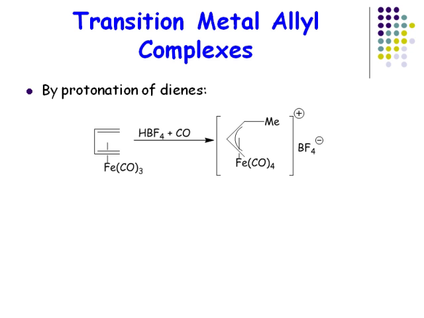Interestingly enough, if you deprotonate a coordinated alkene, you make an allyl. If you protonate a coordinated diene, you also make an allyl. So here we're using tetrafluoroboric acid in the presence of CO to protonate this coordinated butadiene ligand, and that gives us an allyl ligand. And this species here is cationic. So if you do an electron count here, you'll recognise that you started off with an 18 electron compound and you make a new 18 electron compound here.